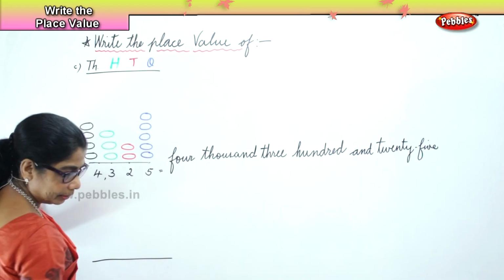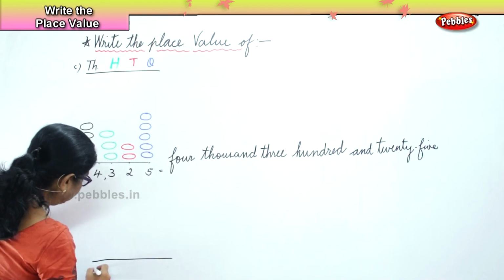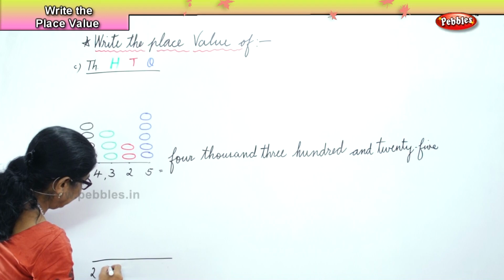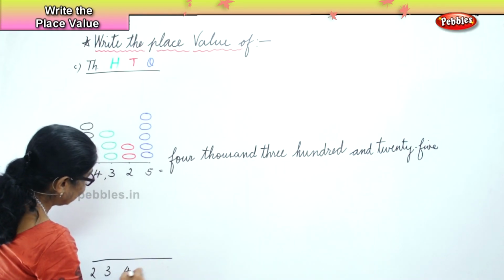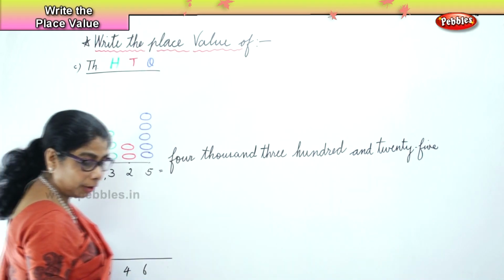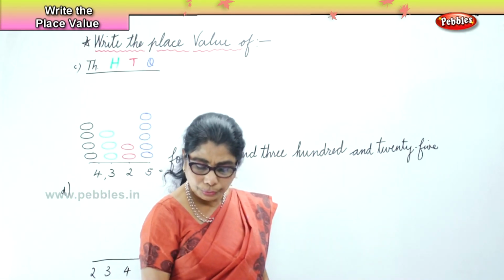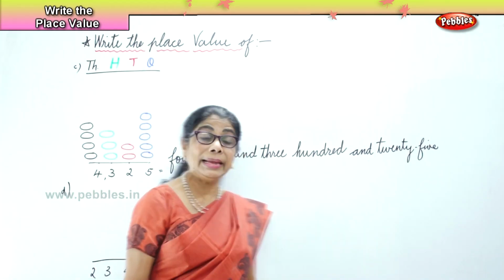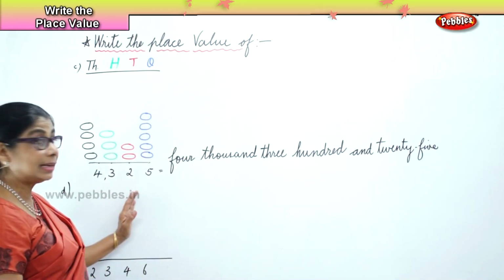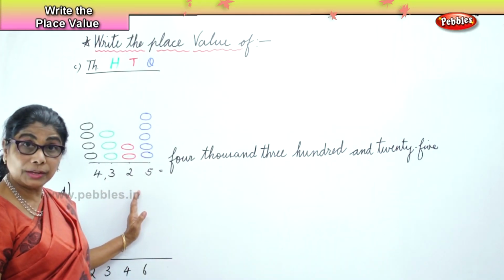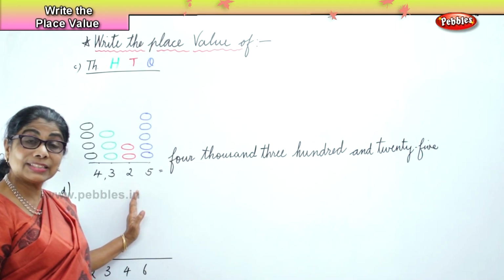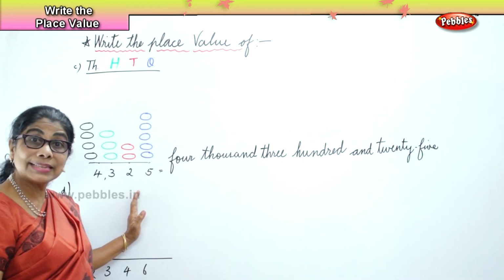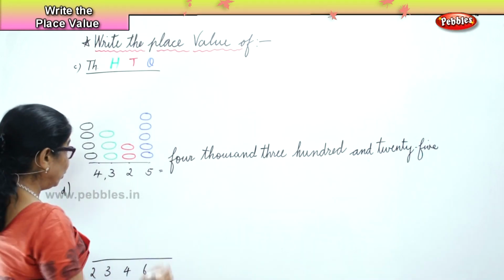Now I have here 2, 3, 4 and 6. Okay, now I have a number for you. I want you to tell the place value of 6: it is ones. Very good. So how many beads should you draw? 6 ones. So 6 beads you will draw.